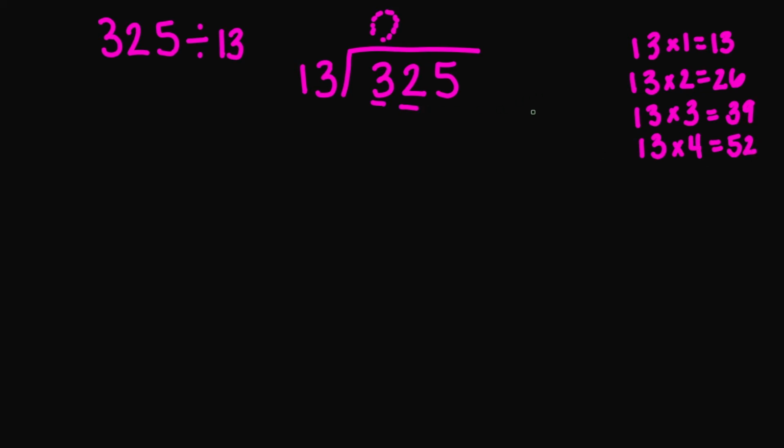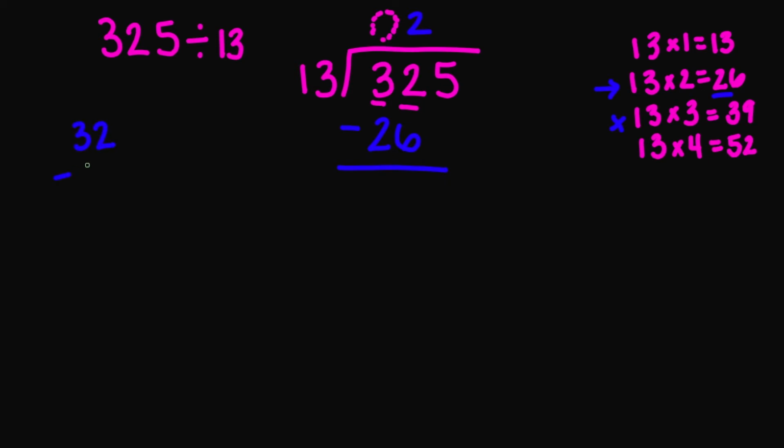I need 32. So the closest highest number that I can use, this number is too high, is going to be 13 times 2, and that's going to be 26. So I'm going to write a 2 up here. 13 times 2 is 26. Now I'm going to subtract. All right, I'm going to go here.